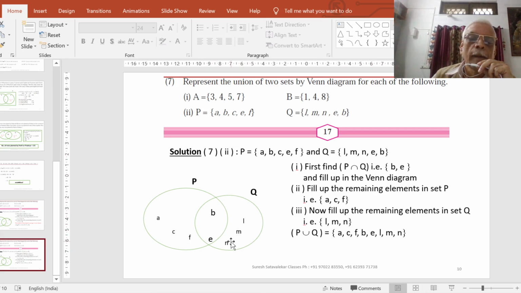Those are written here. So here, as I told you before, first you have to find P intersection Q, and that you have to write here. Fill up the remaining elements in P and write here. Fill up the remaining elements in Q, write here. Now P union Q means all these elements, no repetition. So these repeated elements are to be taken once only. So here A, C, F, B, E, L, M, N.